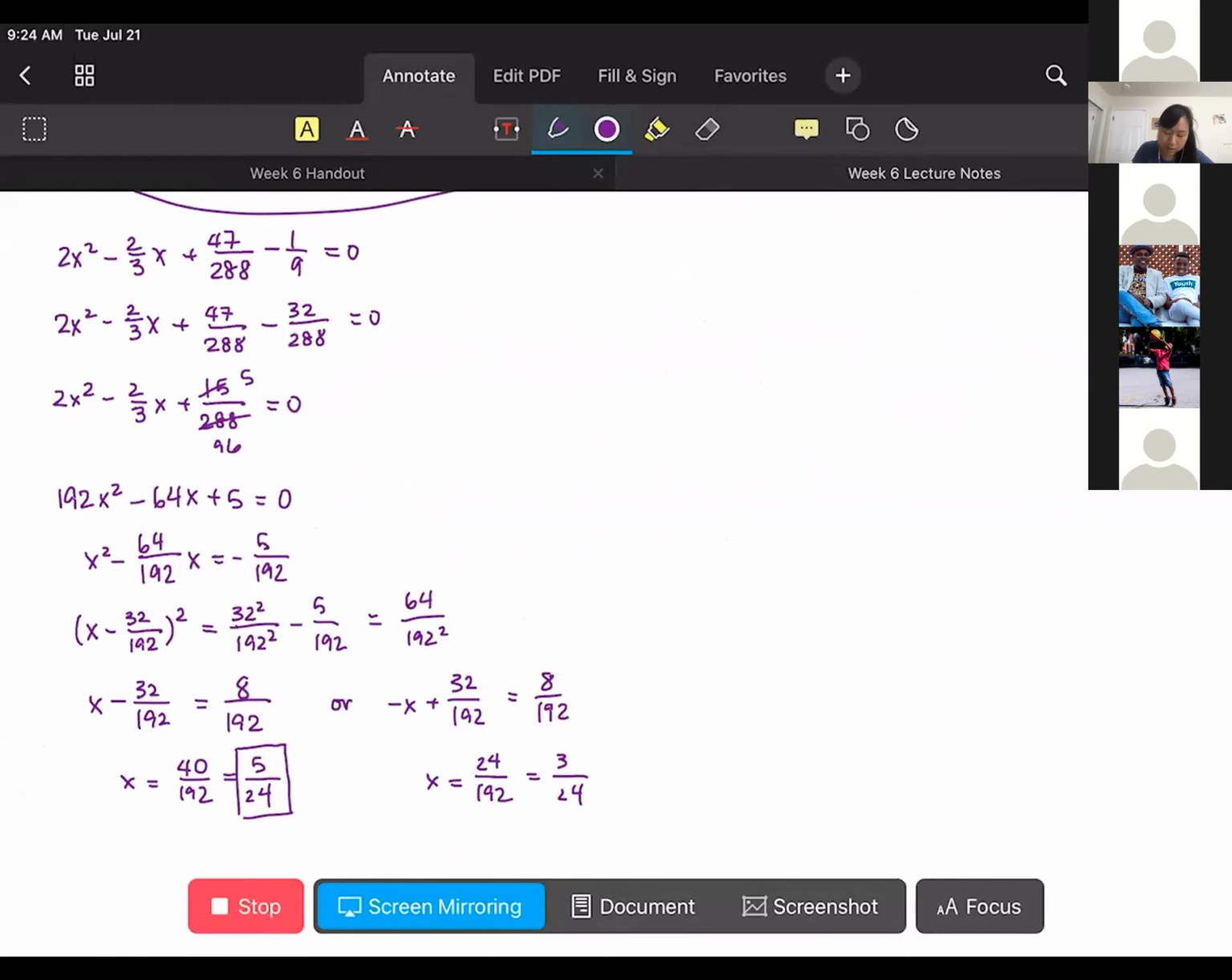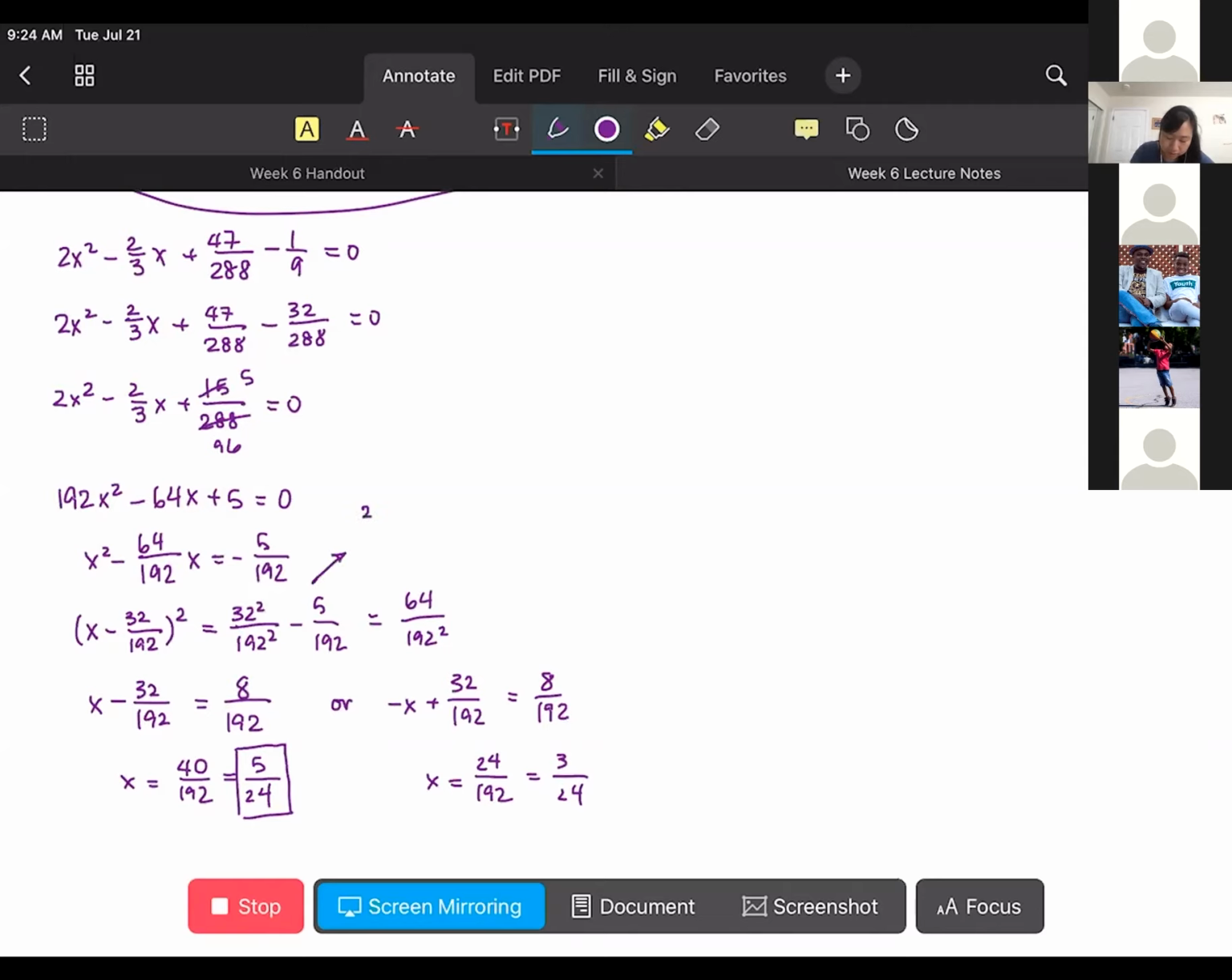One thing I'll mention here, oh yeah, go ahead. For the last but 2 step, did you simplify the 32 squared? Yeah. I did 32 squared minus 5 times 192. Okay, thanks. Yeah. So 32 squared is, so we could do this together, right?